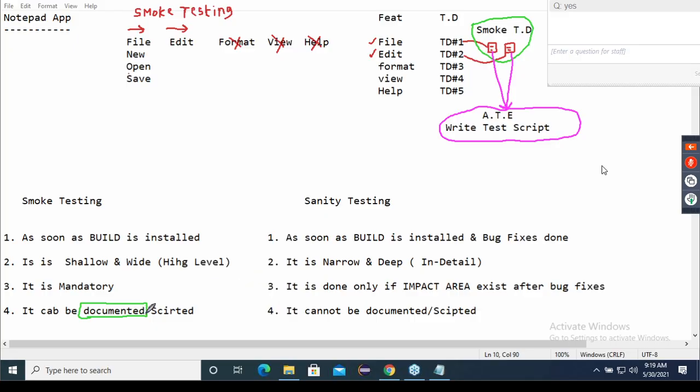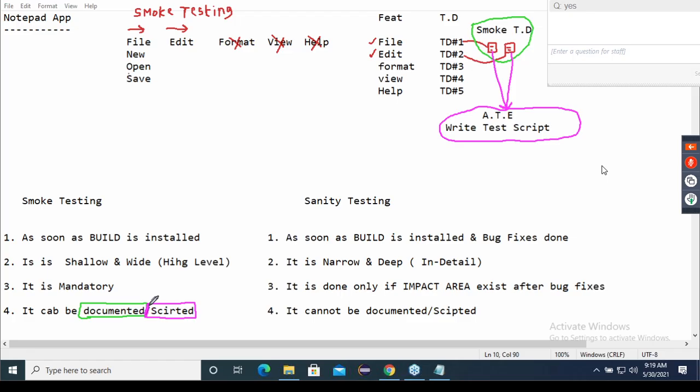But what I'm trying to tell you now is these two can be documented, and since it's a repetitive task, it can be scripted. But suppose the automation team is not there, then how should you test these features? Correct, manually only you should test them. We don't have an option. If the automation team is there, you hand this over, they will write a script or code and they will test it. That is the meaning of documented and scripted.